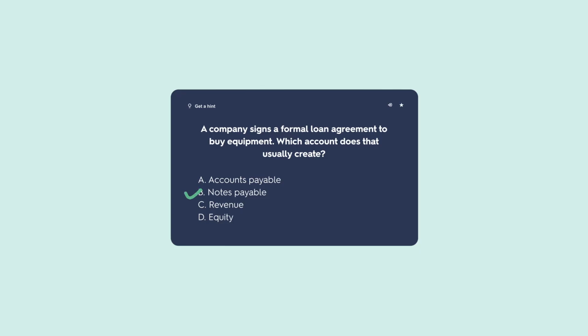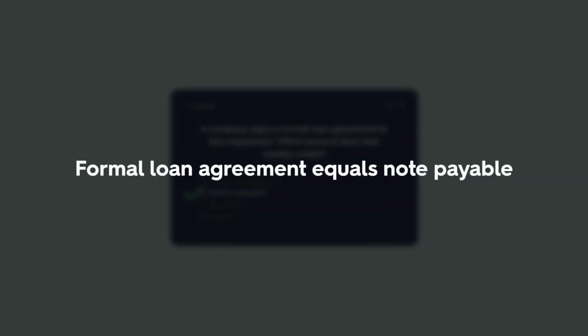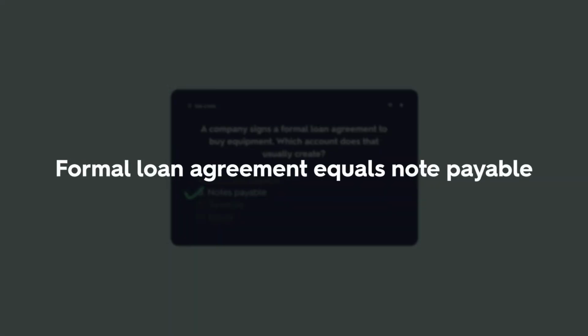Here is the answer to the pop quiz. The correct choice is notes payable. The clue was the formal loan agreement. When a business signs an official borrowing contract, that usually creates a note payable, not accounts payable.